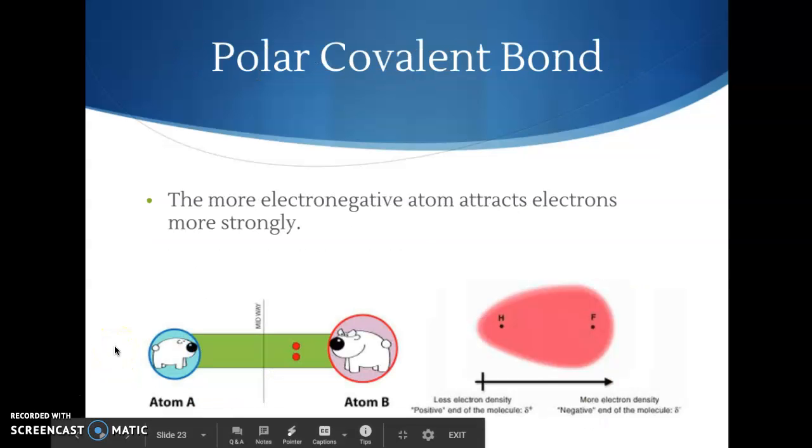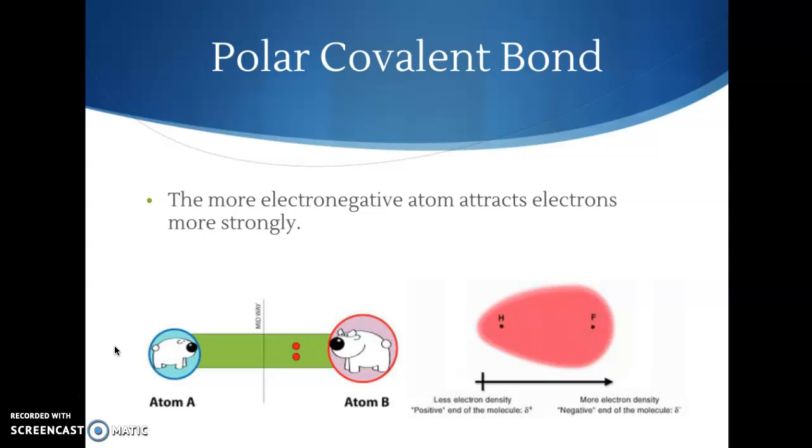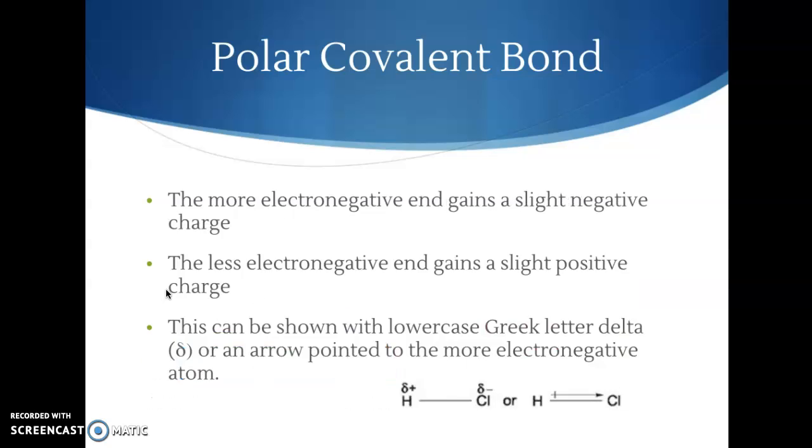The next one is polar covalent bond. This is when you have unequal electronegativities. So the more electronegative atom is going to attract the electrons more strongly. It's like a tug of war situation where one team is stronger, so they're going to pull those electrons closer to themselves. So the more electronegative atom is going to have a greater share of the electrons. What this does is it creates a polar bond.